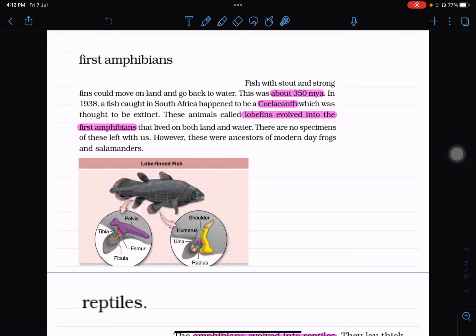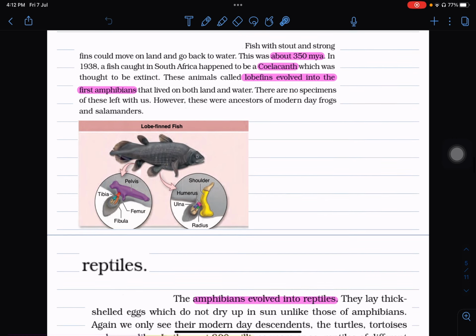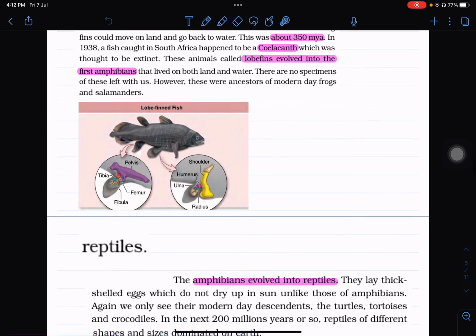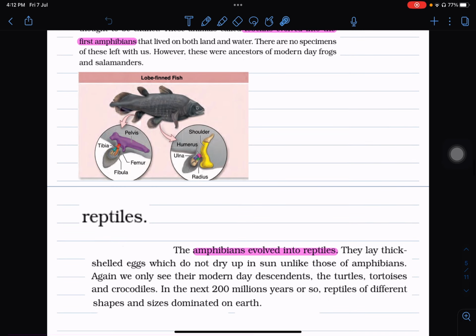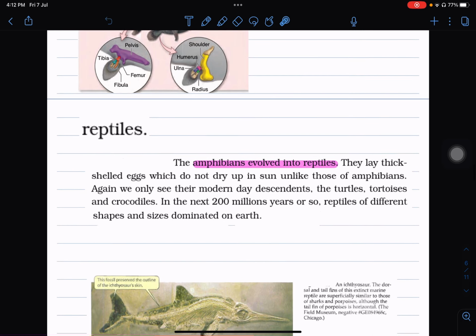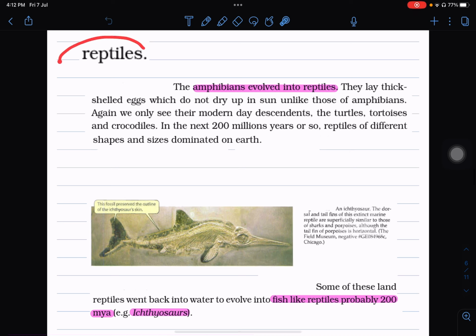See, now there are no specimens left with us. Live samples are not available now because they are extinct. But we got some samples earlier. Anyway, these coelacanths are the ancestors of our modern amphibians like frog, salamander, and all kinds of amphibians. And from these amphibians, reptilians evolved.